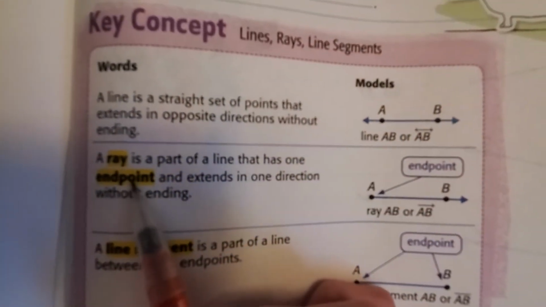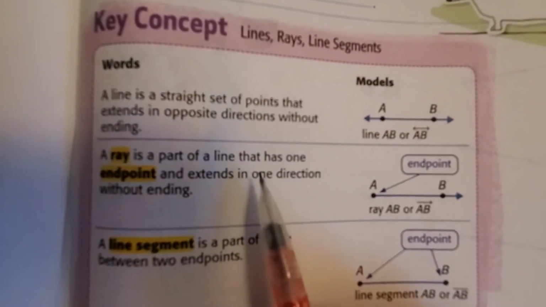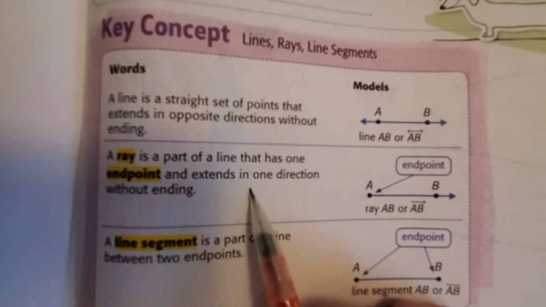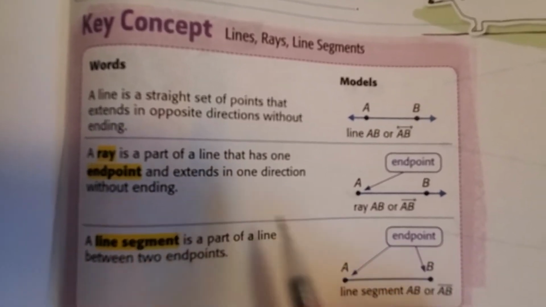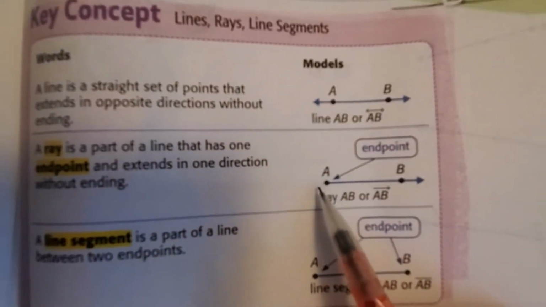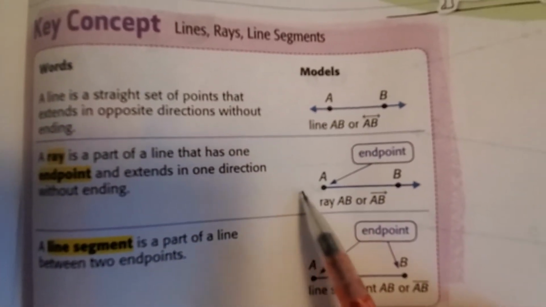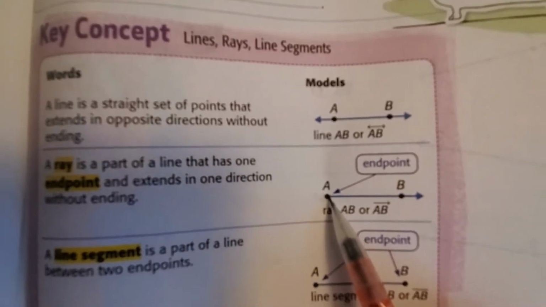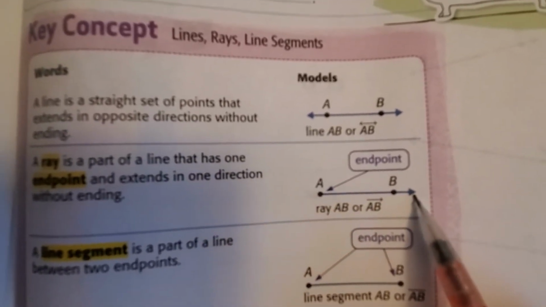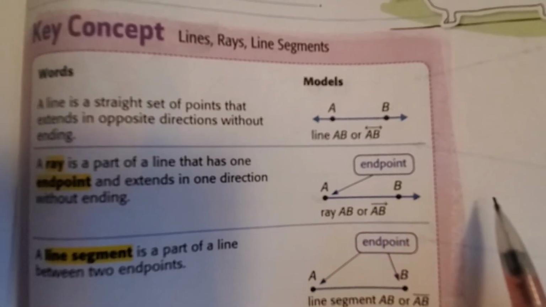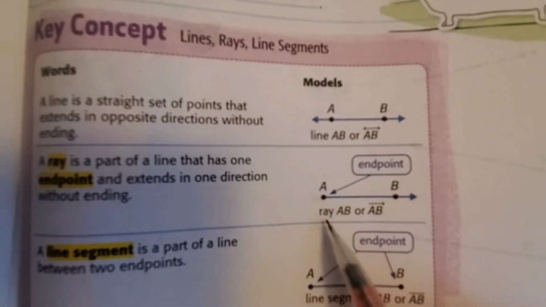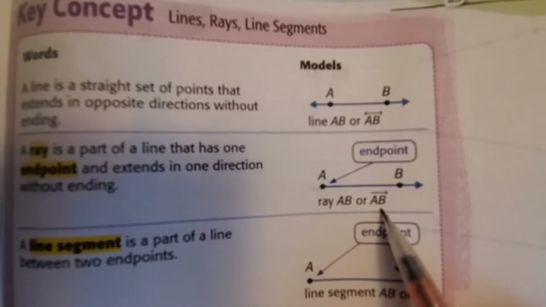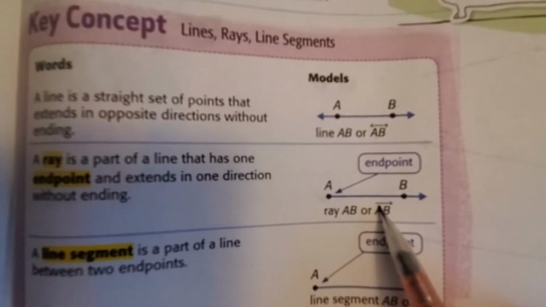All right, a ray is a part of a line that has one endpoint and extends in one direction without ending. So if you notice here, there is no arrow going this way. So this is the endpoint, it ends. But there is an arrow going in one direction, so this is called a ray. And you can call it ray AB. There is no arrow on this side.